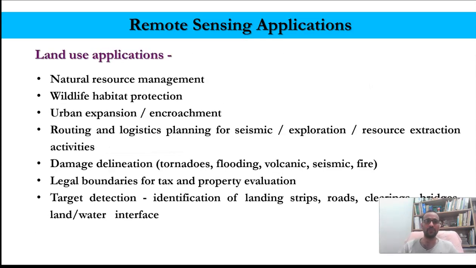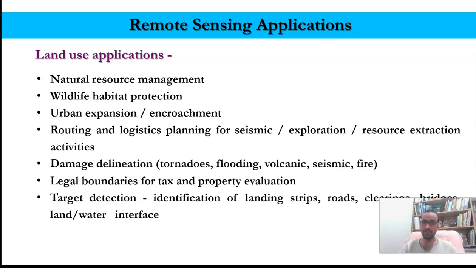Okay, then land use applications. There are many. Natural resource management. Okay, you can identify what kind of land use and land cover there is over the earth from remote sensing data. So you can manage and plan where you want to plant your trees, where you want your agriculture, where you want to create the settlements. Okay, and then wildlife habitat protection. Okay, then urban expansion and encroachment you can detect easily by satellite data.